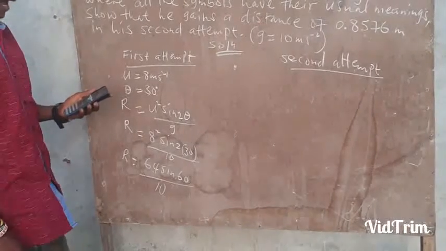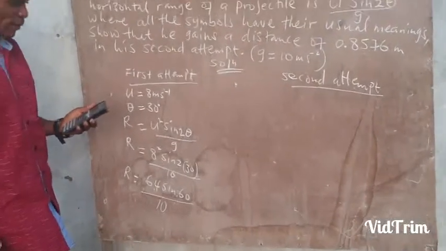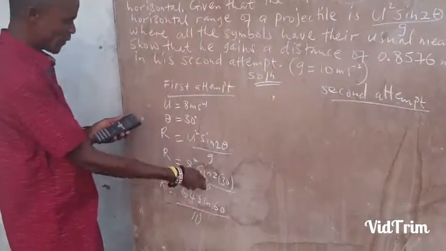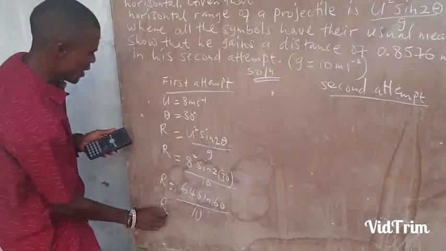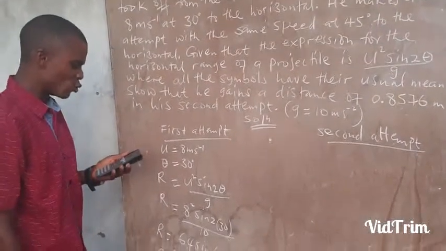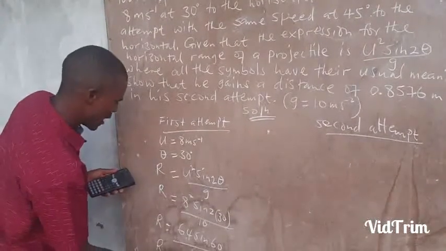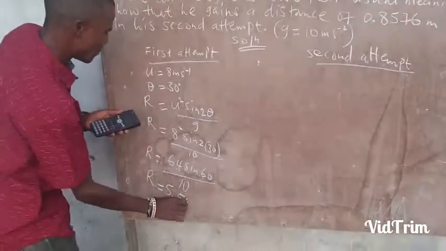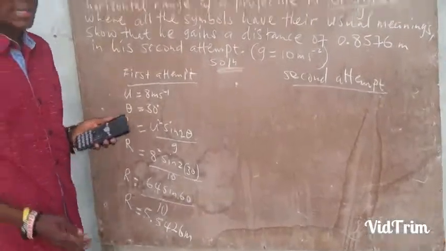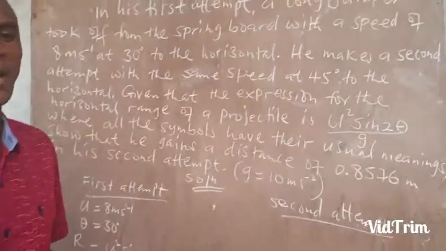If I do that, when I say 64 sine 60, and divide everything by 10, I get a range of 5.5426 meters. That is what I will get in the first attempt. Let us now go to the second attempt.